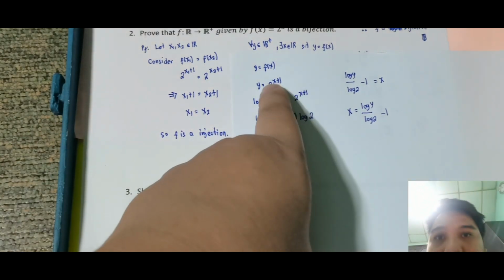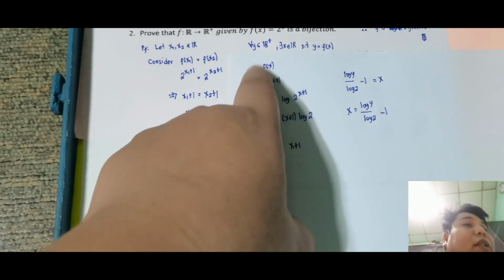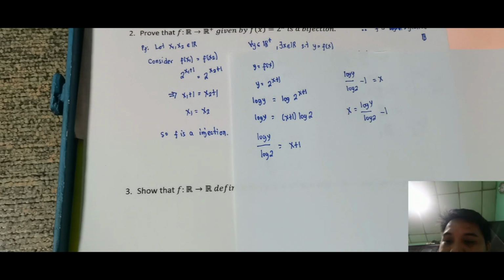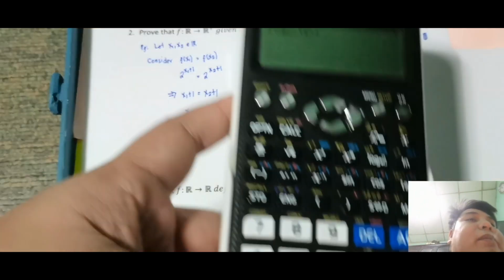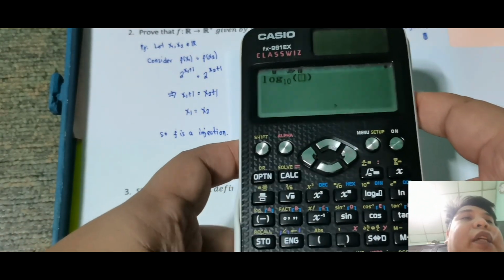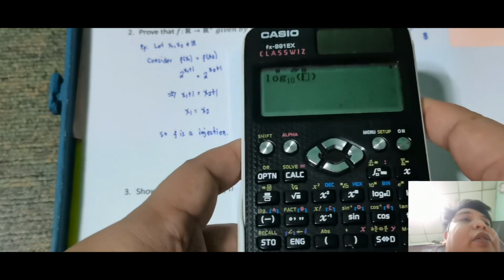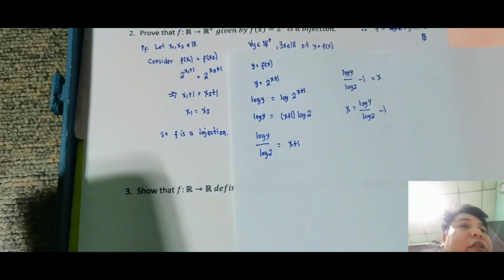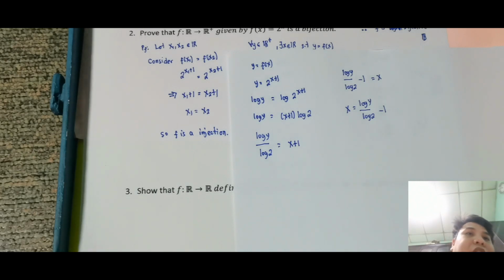Ito yung purpose, bakit siya R plus. Okay, R plus si y. So, pakita ko lang muna. So, kunin ko yung logarithm base 10. Base 10 kasi yan pag wala. Okay, so logarithm base 10 ng kunwari 0. Napansin mo, math error. Yung R plus walang 0 yun. Kaya niya ayaw na 0. Kaya R plus.